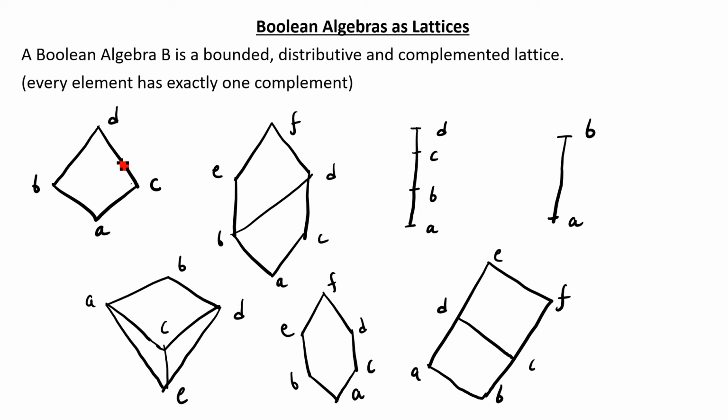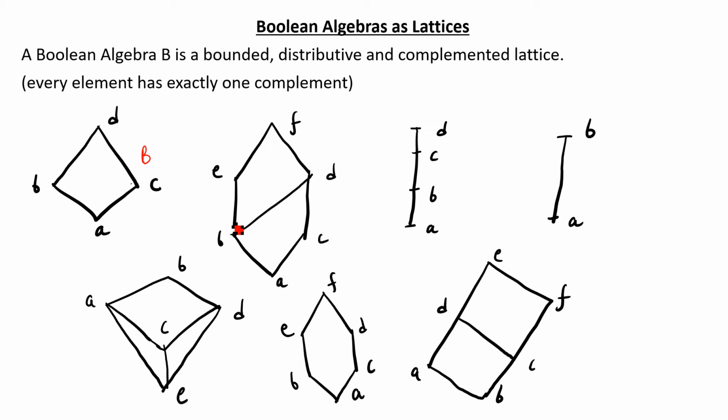So let's check for this lattice A, B, C, D. So D is the upper bound, A is the lower bound, and A and D are complements of each other. Then B and C are complements of each other because B join C is D and B meet C is A. So this is a Boolean algebra B because in this lattice every element has exactly one complement.